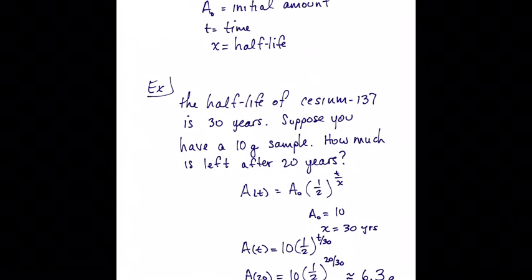So those are examples of the several different types of exponential situations: exponential growth involving compound interest, exponential growth involving doubling time or relative growth rate, and then radioactive decay involving a half-life.